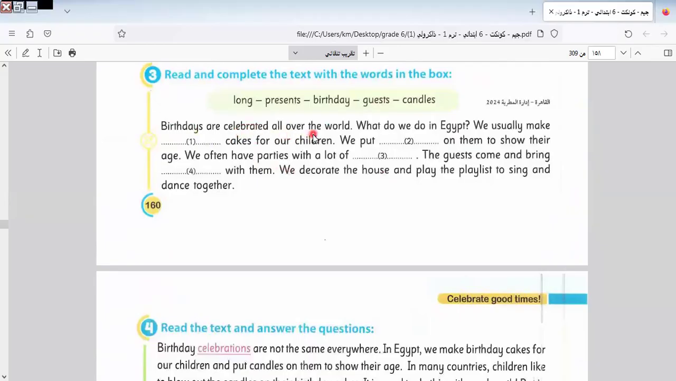Birthdays are celebrated all over the world. What do we do in Egypt? We usually make birthday cakes. This one. Birthday cakes for children. We put candles on them.